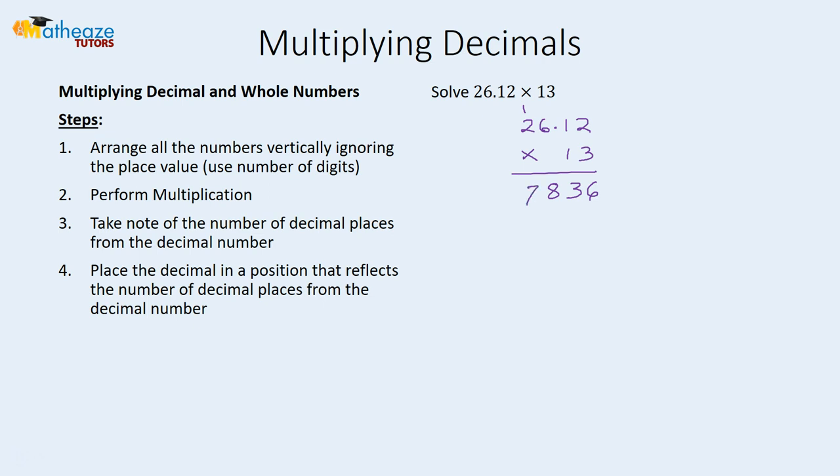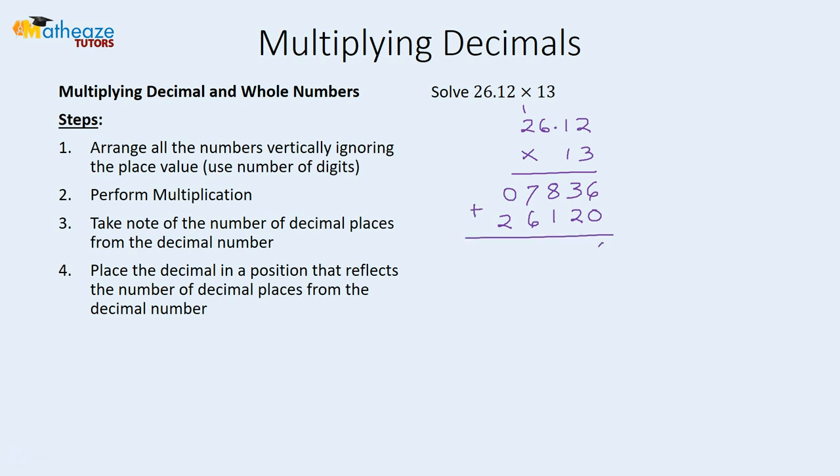Now we go to the tens place, so we put a 0 here. 2 times 1 is 2. 1 times 1 is 1. 6 times 1 is 6. And 2 times 1 is 2. So we'll put a 0 here to make it easy to add.